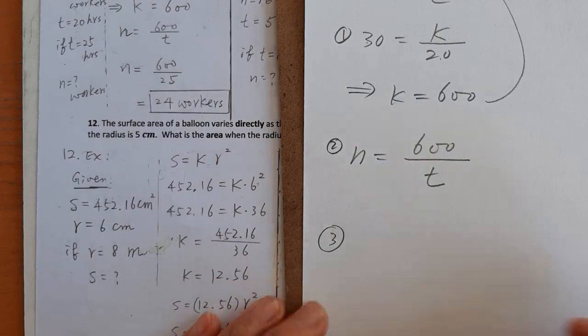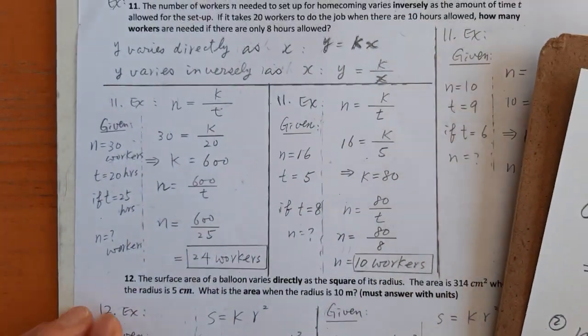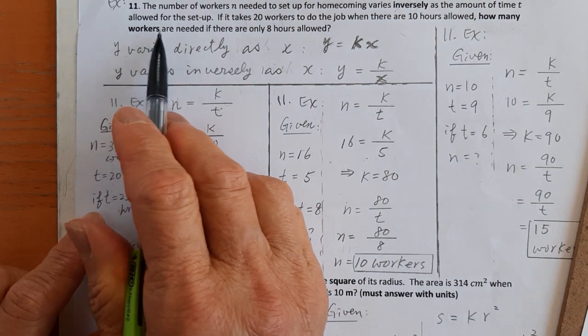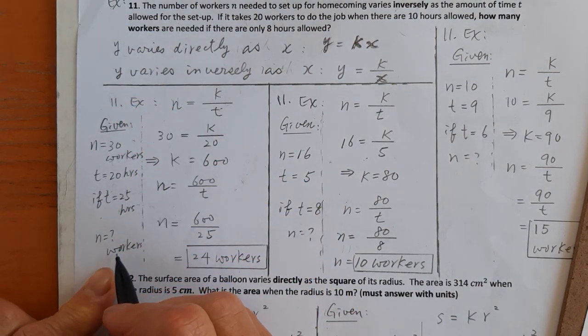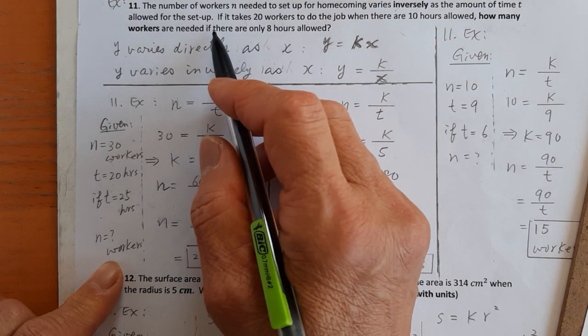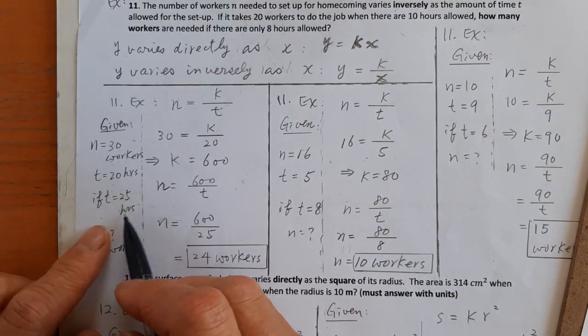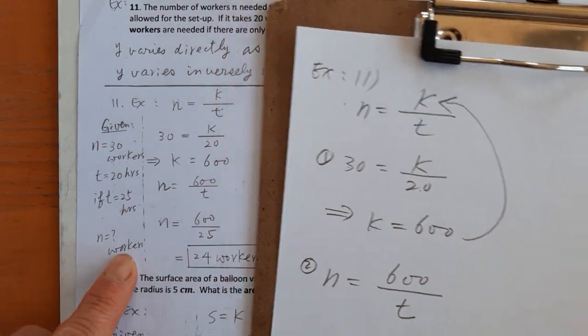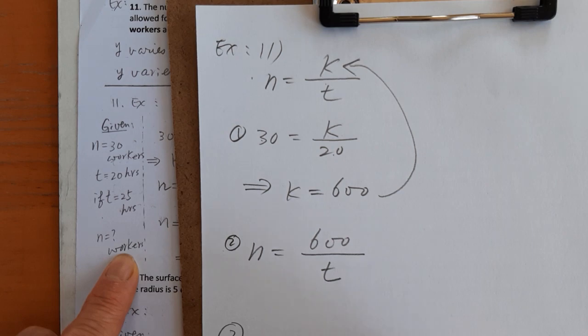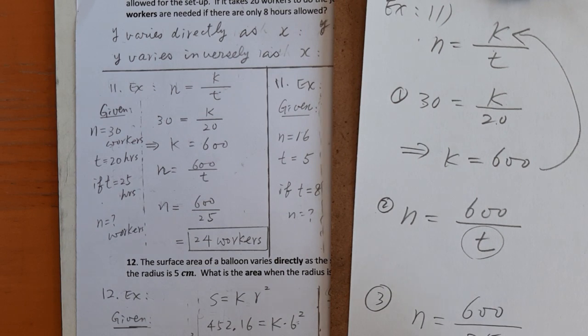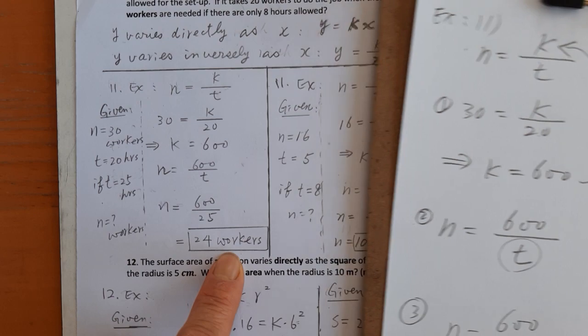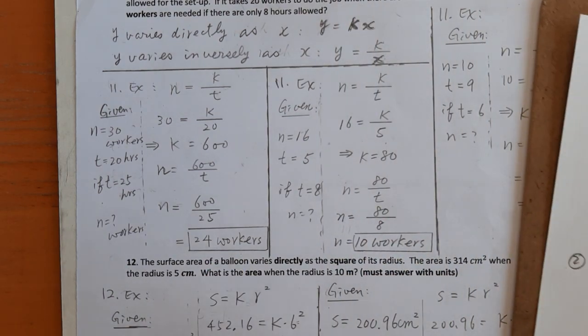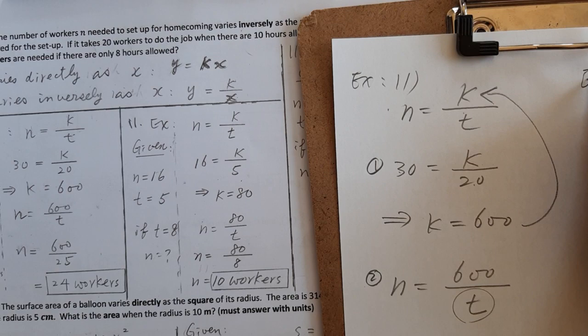Then third step, it asks how many workers are needed if there are only 25 hours. So if t equals 25, then n equals how much? Just plug it in: 600 over 25, and you find it's 24 workers. Need 24 workers.